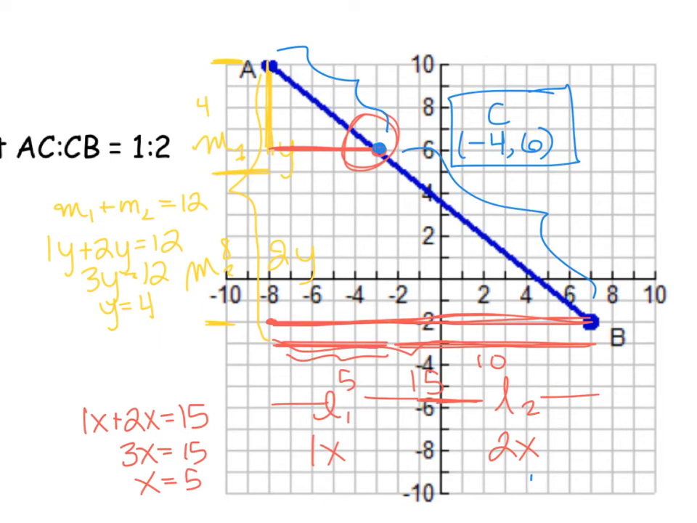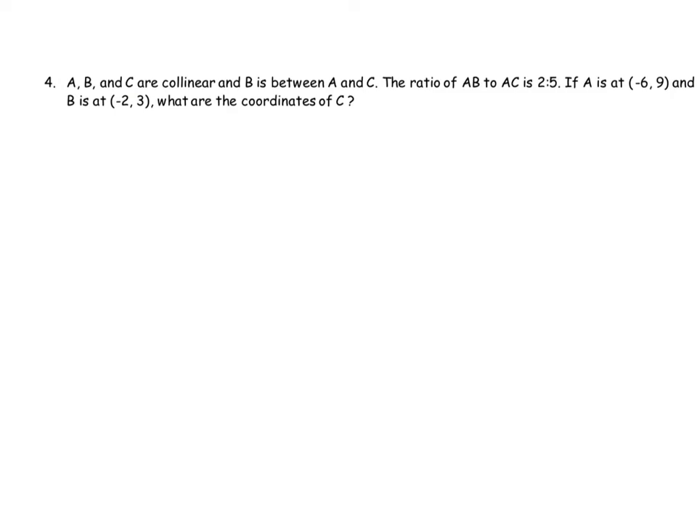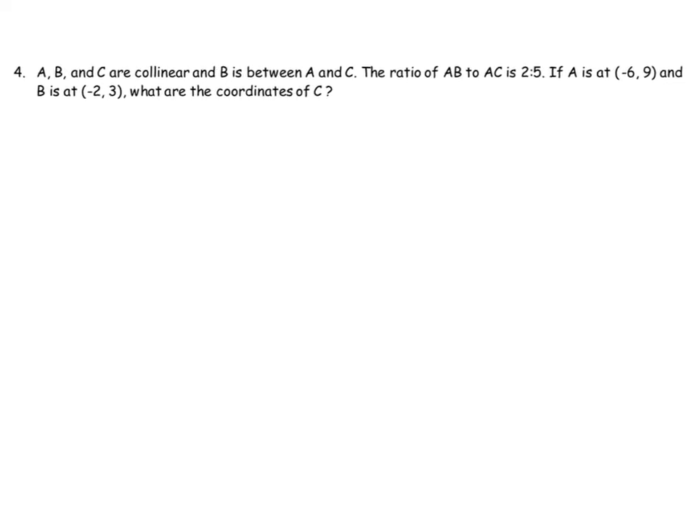Okay, we've got one last example where the drawing is not made for you. Of course, I'm going to sketch a drawing. If you have me as a teacher, you know that I always like to see what's going on. So let's start by making a little sketch. We've got A, B, and C collinear, B between A and C, and we've got AB to AC is a ratio of 2:5. Let's be really careful here.